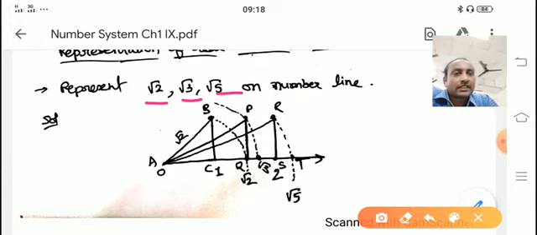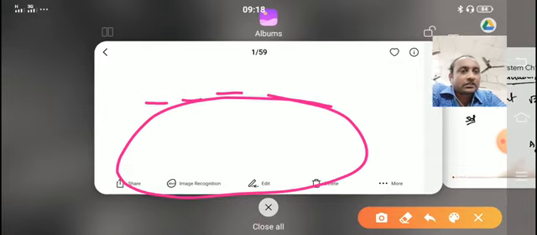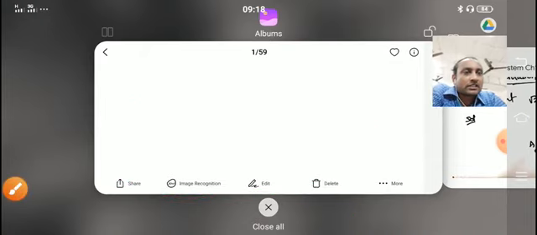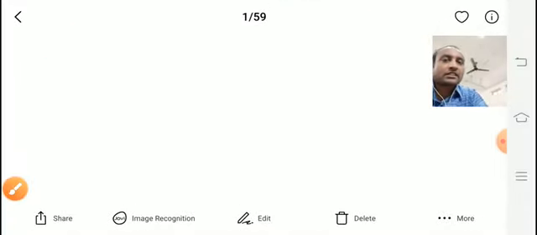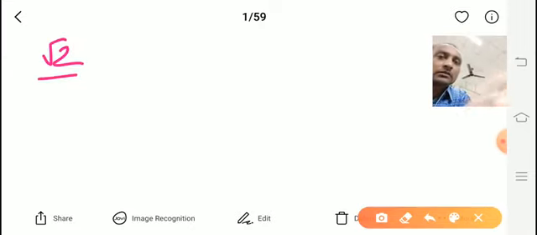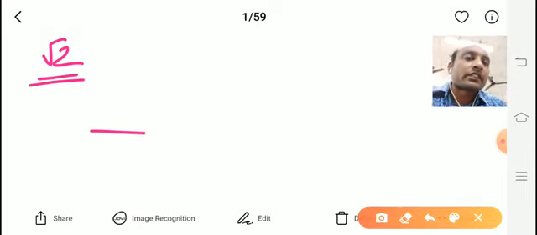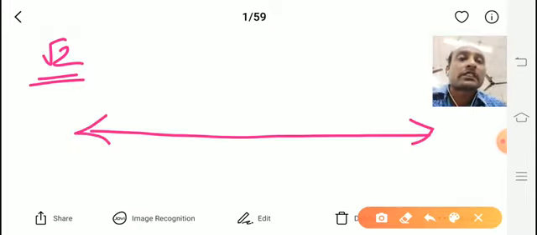I will explain you. Here a diagram is given, so I will explain you properly by taking another page. So try to concentrate. For example, if I take root 2 on the number line, for representing root 2 you will have to draw a number line first, right? With the scale you have to draw, everyone.